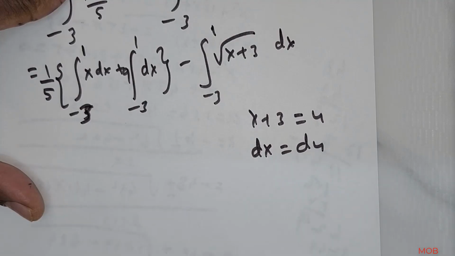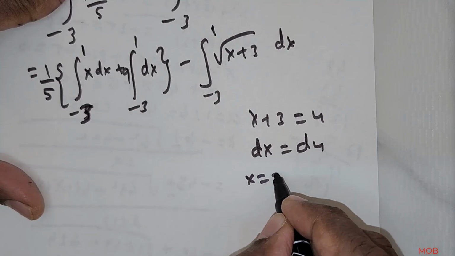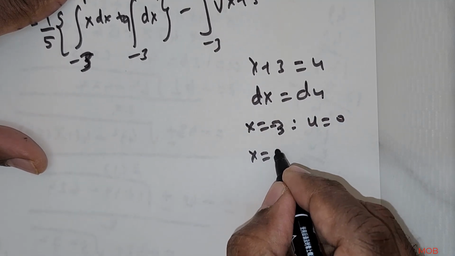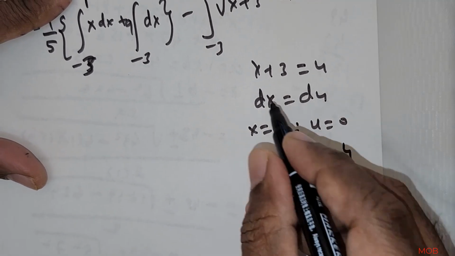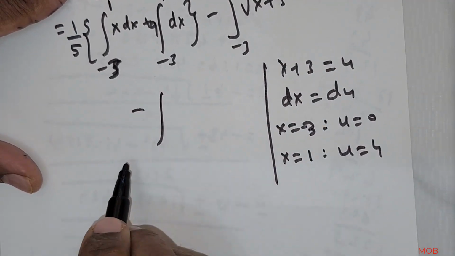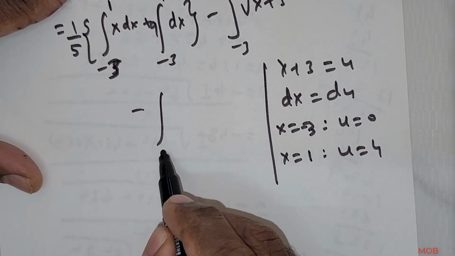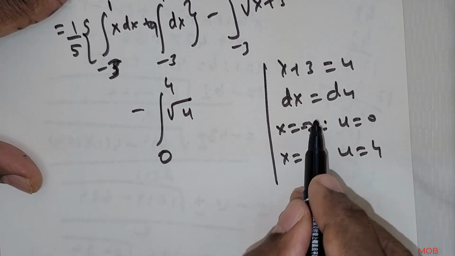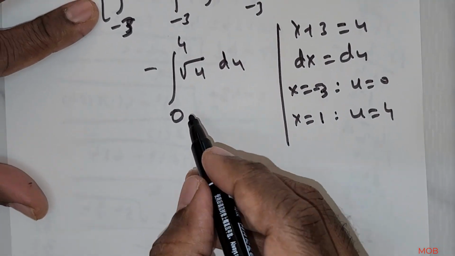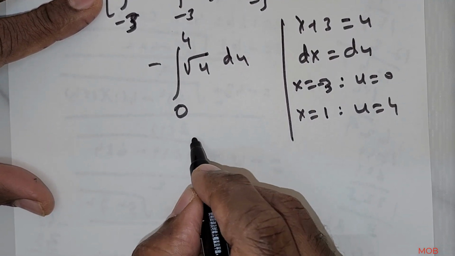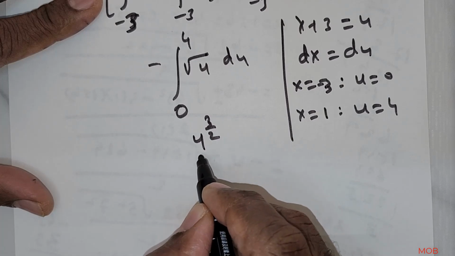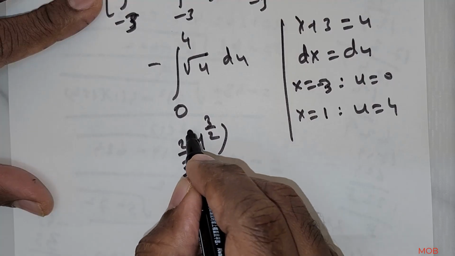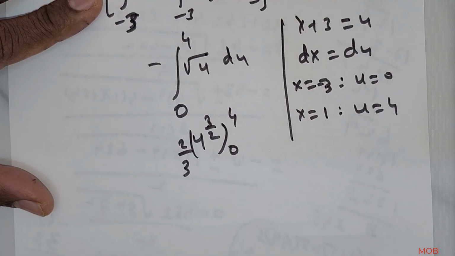So dx is equal to du. When x is negative 3, u is equal to 0. When x is equal to 1, u is equal to 4. So this is going to be 0 to 4 square root of u, dx is du. So it's going to be u raised to the power of 3 over 2 divided by 3 over 2. I'm going to write as 2 over 3. The limits are 0 to 4.